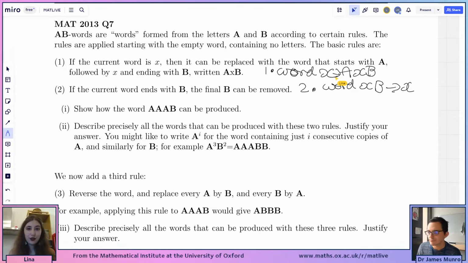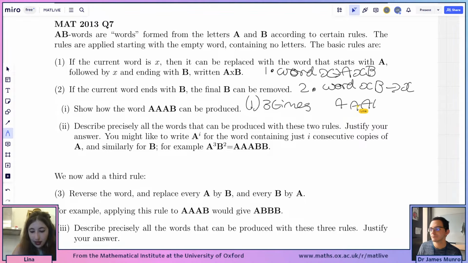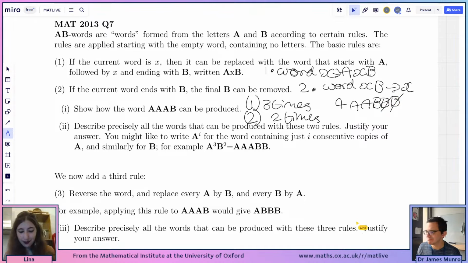So now with these two rules, it asks us to show how we can produce the word AAAB. So we can use rule 1 three times. This gets us AAABBB. And then if we use rule 2 two times, we just get rid of these two B's and we end up with the word we wanted. So now we can move on to the next bit. And the next bit says to describe precisely all the words that can be produced with these two rules.